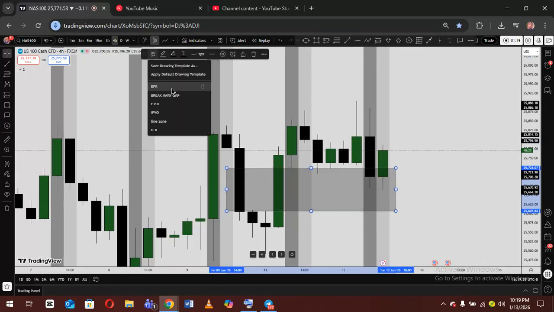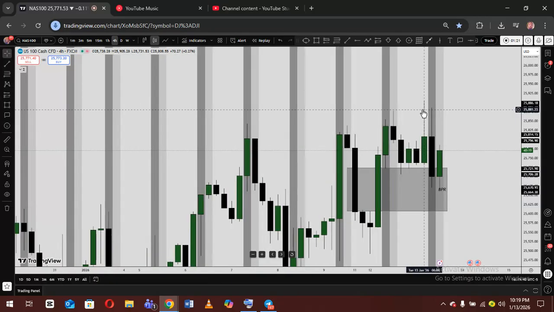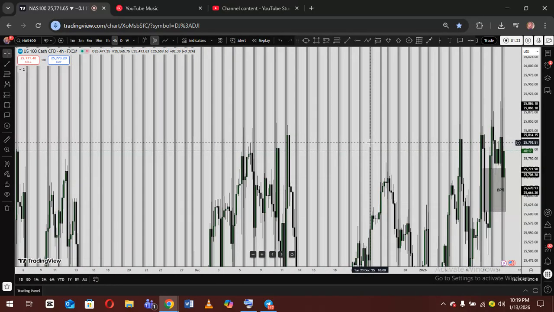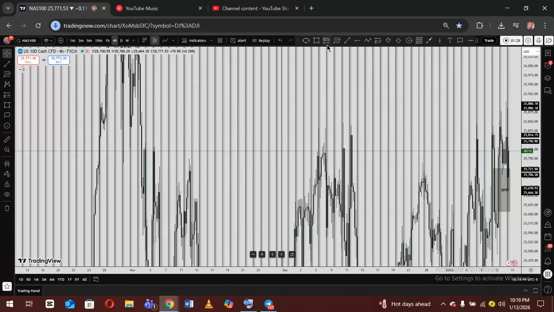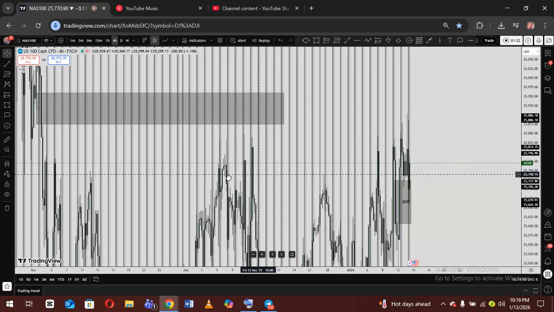In that state, I was like, okay, this market is going to buy, because I realized that a BPR is more powerful than a normal fair value gap. BPR means balance price range, for you guys that don't know.